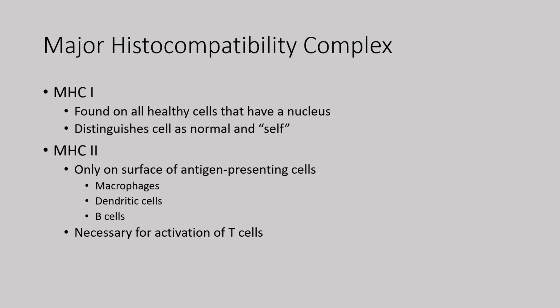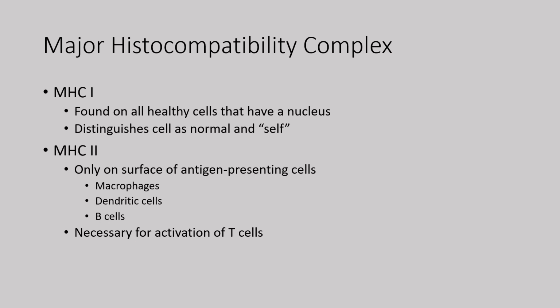The major histocompatibility complex, known as MHC, plays a huge role. There are 2 different types, MHC1 and MHC2. MHC1 is found in all of your healthy cells that have a nucleus. Remember, your red blood cells do not have a nucleus, so they're not on those. But all of your other cells have a nucleus, so you will have the MHC1.